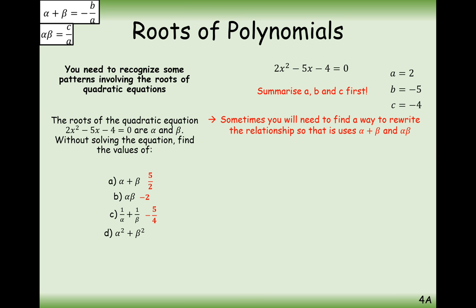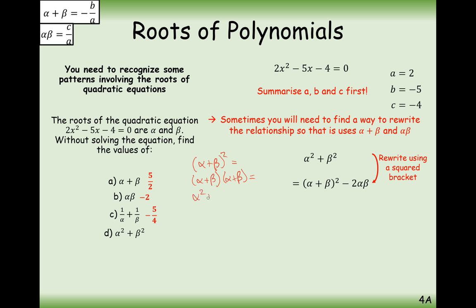Okay, alpha squared plus beta squared. So how are we going to get this back in terms of alpha plus beta and alpha beta? Well, what we can do here is we can effectively think of this as alpha plus beta squared. Now, when we expand this alpha plus beta squared, we're going to get alpha plus beta times alpha plus beta. So we're going to get alpha squared plus alpha beta from expanding the first bracket. And from expanding the second term, we're going to get alpha beta plus beta squared.